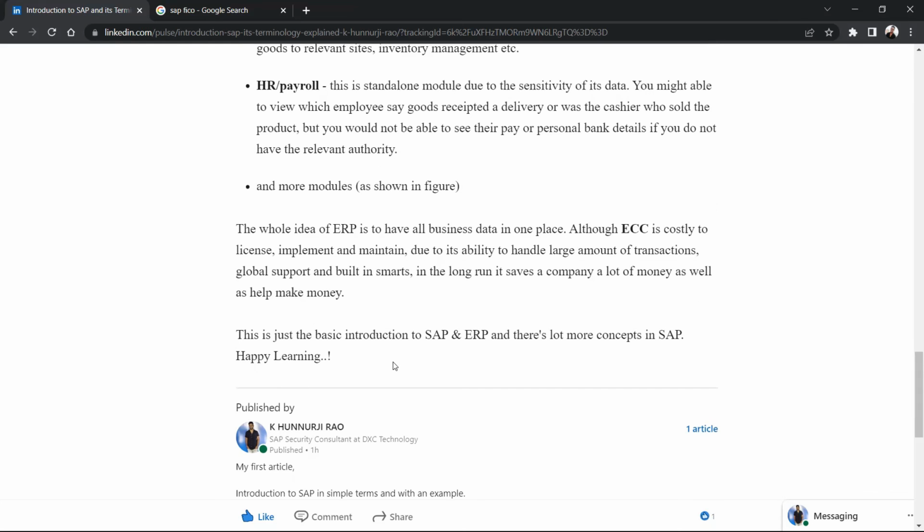Moving forward, as I mentioned, the whole idea of ERP is to have the business data all in one place. ECC is a very costly license, and it is very costly to implement and maintain. But due to its ability to handle a large amount of transactions, ECC is very costly but very powerful. It manages and tracks a large amount of data, so many companies are willing to take ECC. Of course, it is costly.